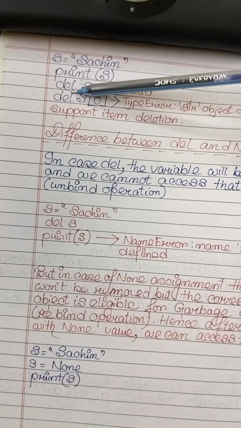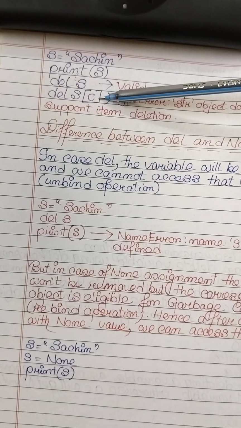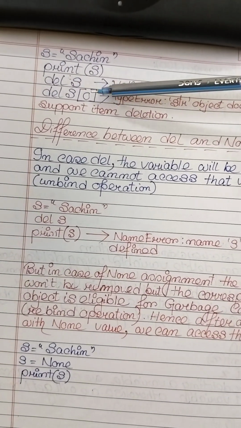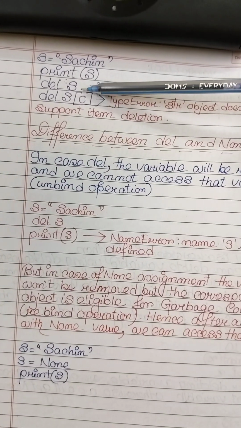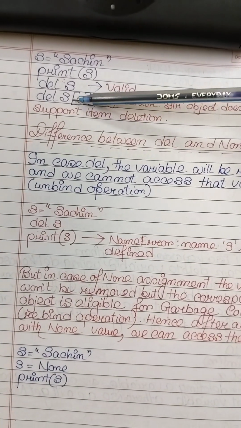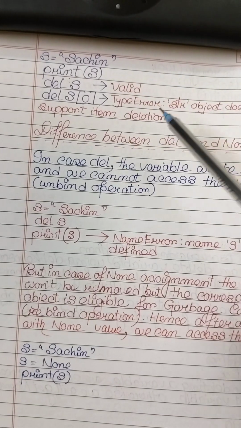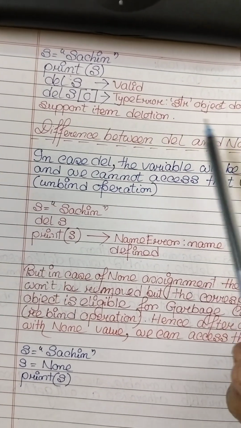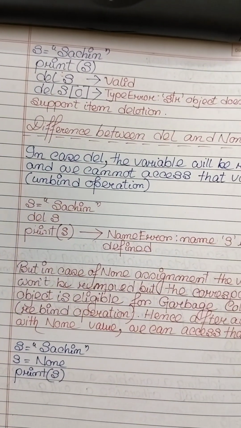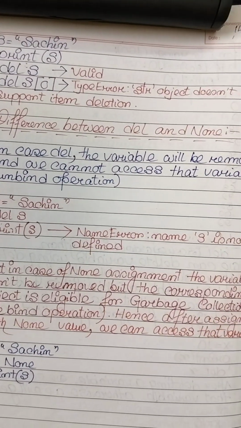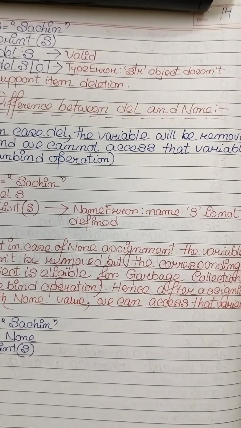But del S of 0, this is a list item deletion, so it is not possible. Type error: string does not support item deletion. Item deletion cannot be supported by Python.